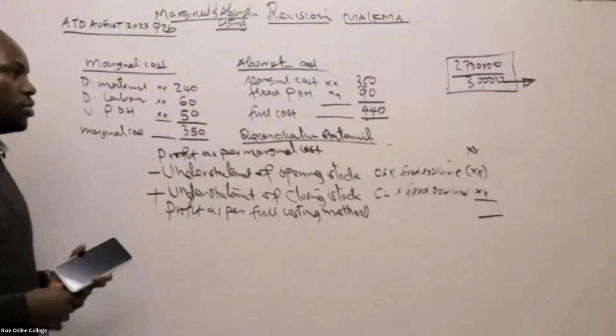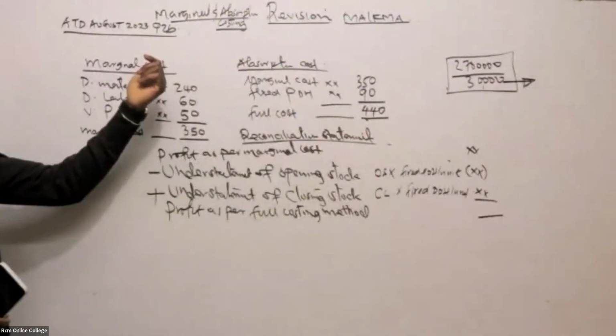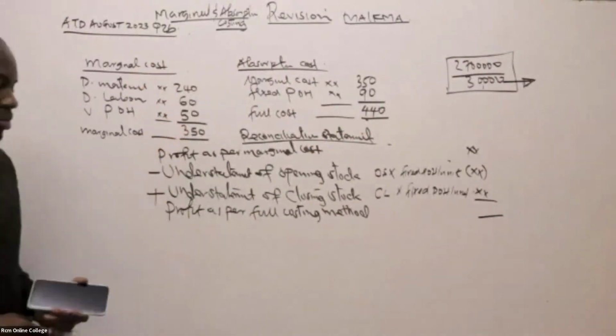Thank you. So what I don't want you to forget is the cost per unit under absorption costing versus the cost per unit under marginal costing.